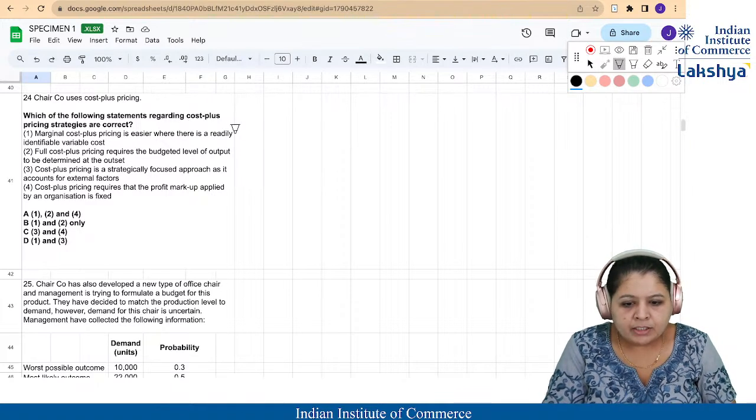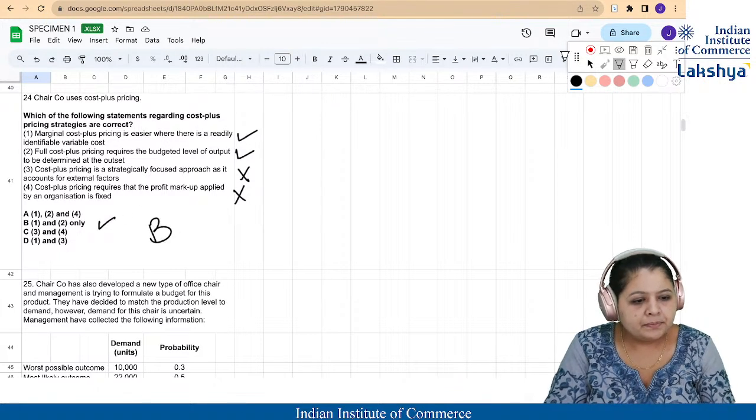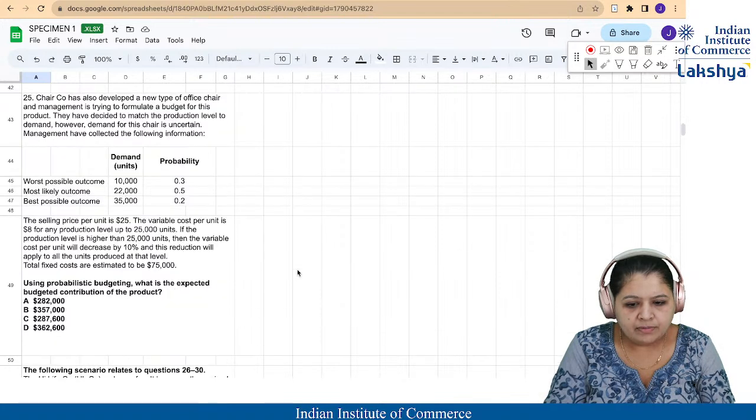So, according to you, which are your correct answers? Right? Marginal cost is a correct answer. Full cost is also a correct answer. Cost plus pricing focusing on external factors, that would not be possible. Cost plus pricing requiring that the profit markup applied by an organization is fixed, that is also incorrect. So you have to go with answer B. Let's move on to the next one, which is your question number 25.